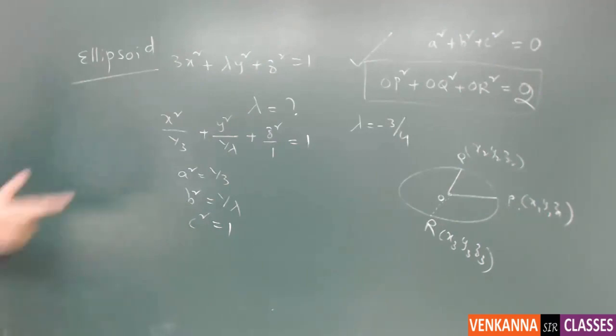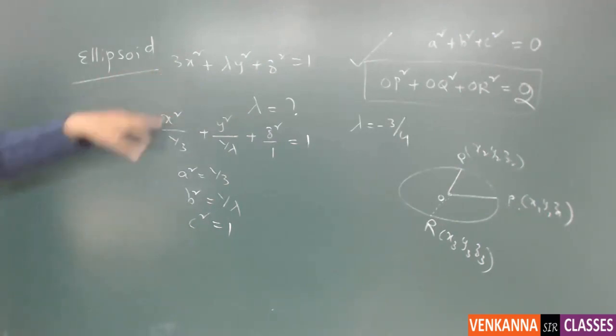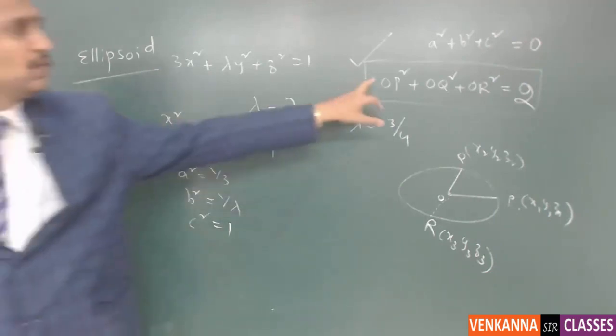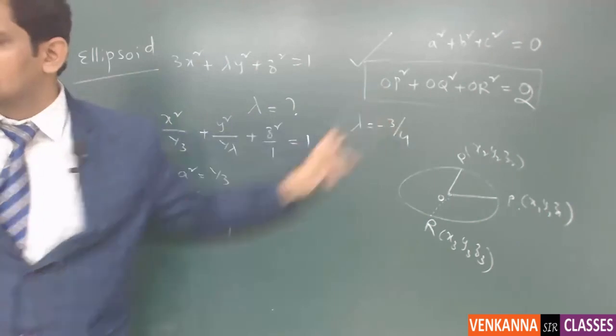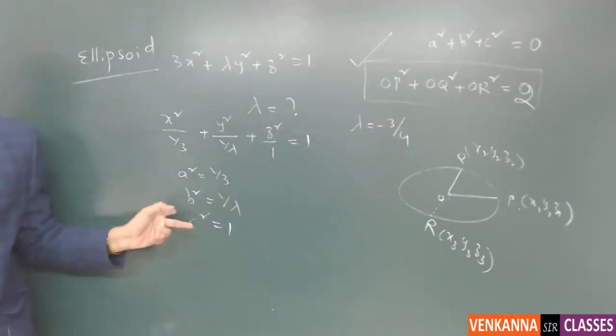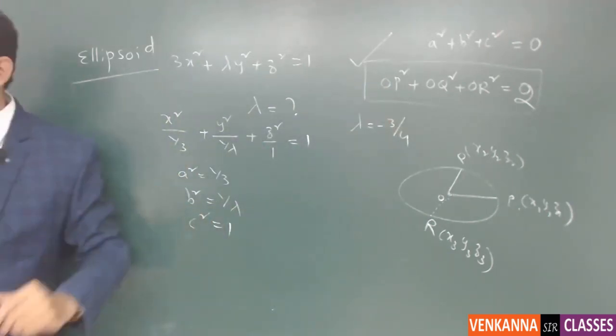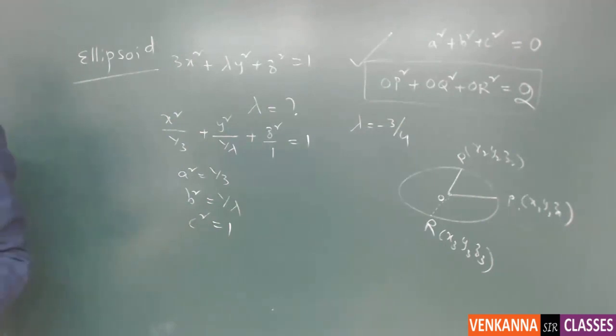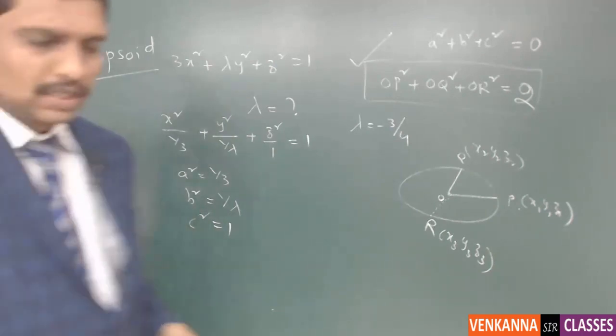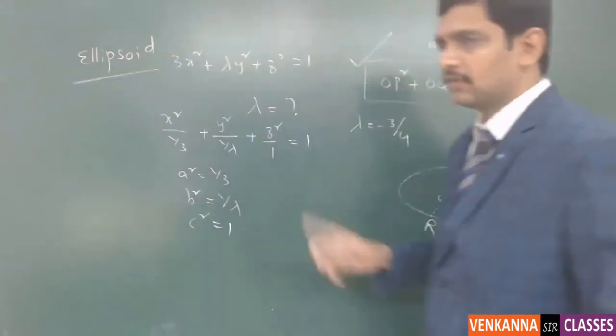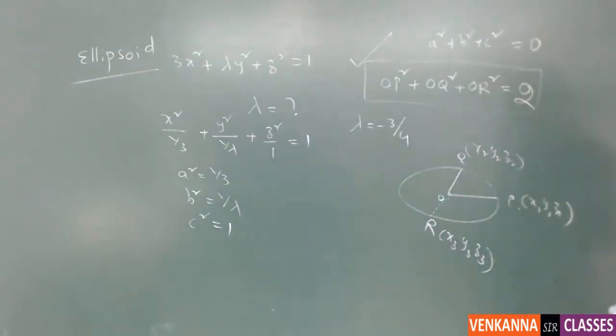Yes? I have converted the given problem into an ellipsoid. Then I have written that, because if you want to use the formula based on this, you should know what a square, b square and c square are, isn't it? Otherwise you cannot solve, because we are doing the problems based on that. Right. If you have noted this, I'm going to take the other one. Shall I? The next problem. Right.